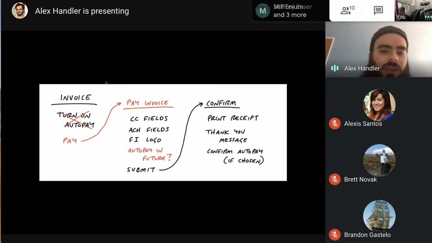So, I think this highlights as well the flexibility, obviously, of breadboarding. Because now they threw out almost what they were doing before, and now they're starting on an invoice, which has a pay affordance, and that leads to the pay invoice, which has credit card fields, ACH fields, logos, autopay in the future as a question, and then they have a submit button that brings them to confirm, which has all of the affordances they need for the confirm page.